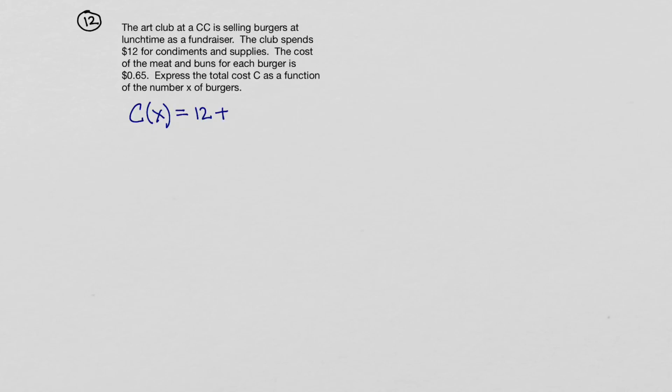if we sold 2, it would be 2 of those 65 cents. Now the "of" is a multiplication. 2 of 65, 2 times 65. If we sold 5 of those, we would have 5 of the 65s, 5 times 65. If we sell x of them, we are going to have x of those 0.65, but I'm going to write that like this, 0.65x. And I think that's it. We've got it. So the total cost is going to be $12 plus 65 cents times the number of hamburgers that we sell.